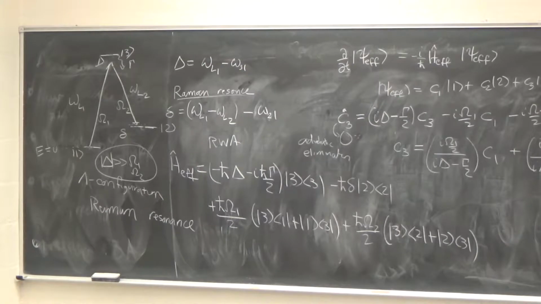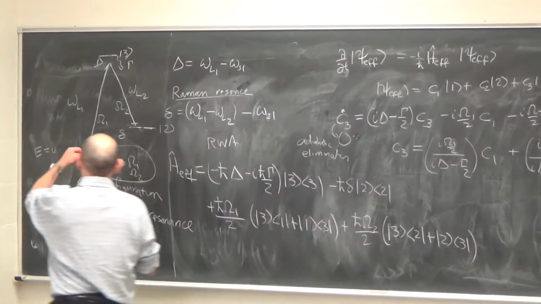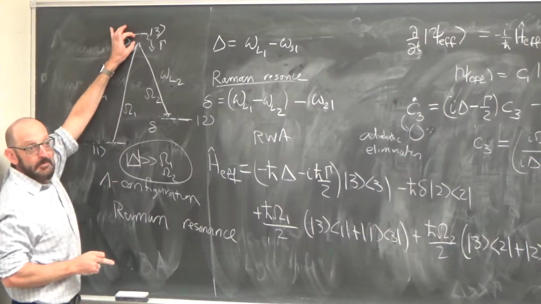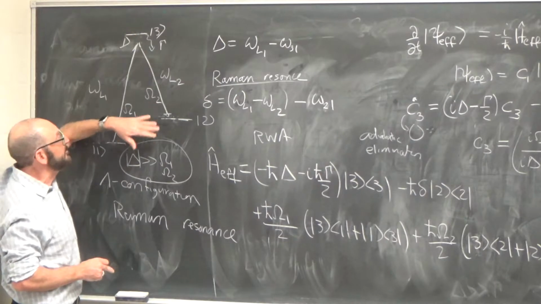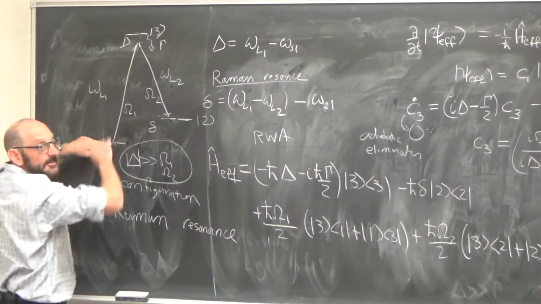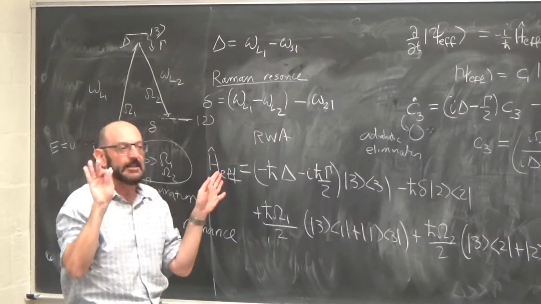So, just for example, this might be a splitting of 10 gigahertz, and this might be a few megahertz. And so I can basically ignore the effect. This would be so far off resonance, and as you know, the light shift falls off like 1 over the detuning. It's completely negligible.